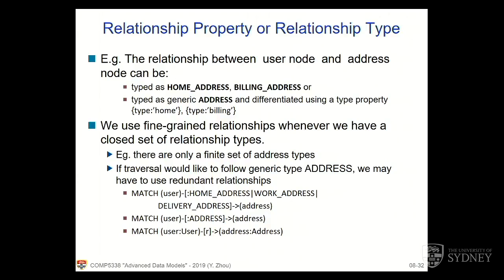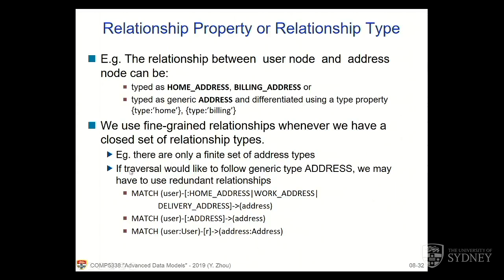So how do we decide? Okay, we can use fine-grained relationships. Instead of just having a generic relationship called address, we might differentiate between home address and billing address. If we know we only have a very finite, closed set of relationship types, and we know beforehand these are the types we're going to use, maybe only 2 types, home address and billing address, or maybe business address, maybe 3 types, we can use this. But if we don't know, and the type of address will keep increasing or changing, it's pretty dynamic, then using it as a property value is much easier to handle.